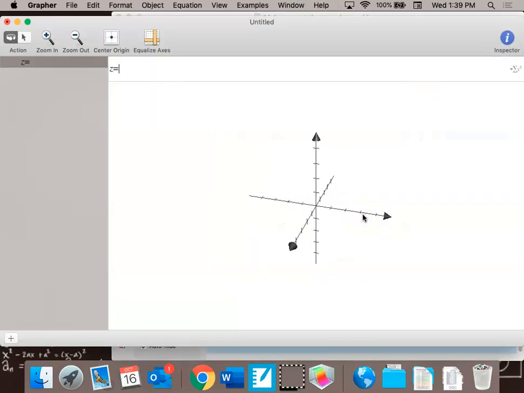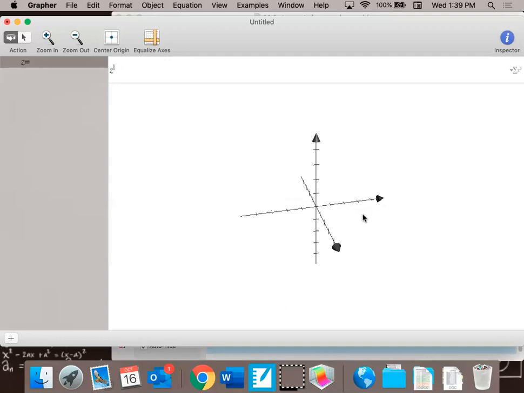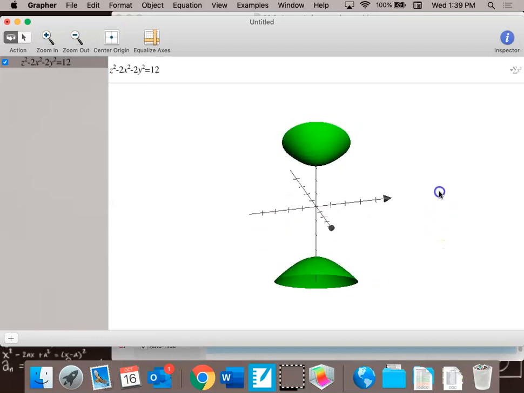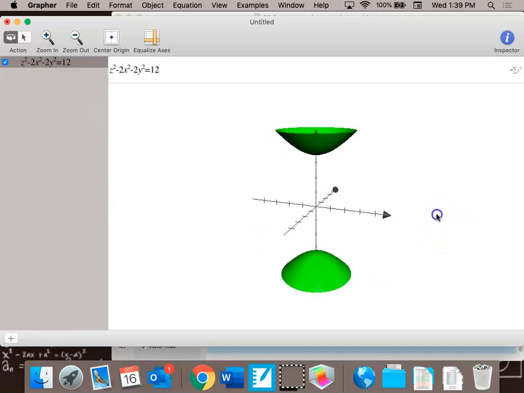All right. So just so you know, even though it says z equals, you can kill that and just type in your equation however you have it. z squared minus 2x squared minus 2y squared equals 12. Okay, so there's my hyperboloid. All right, I did it pretty well, right? Okay, so now let me add.